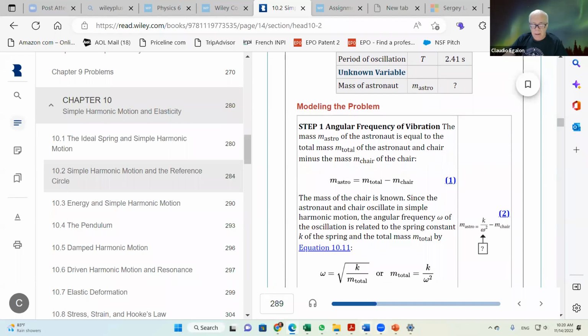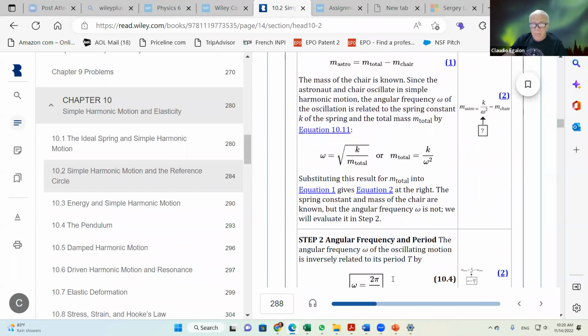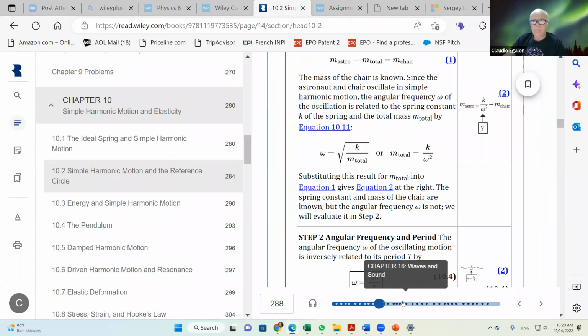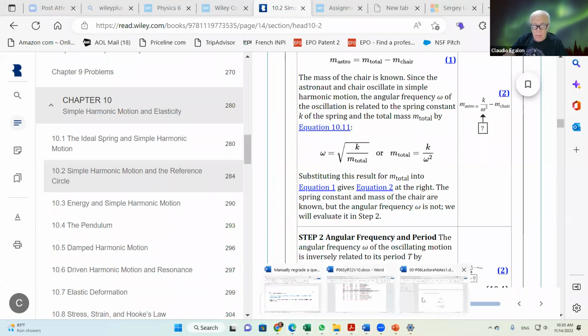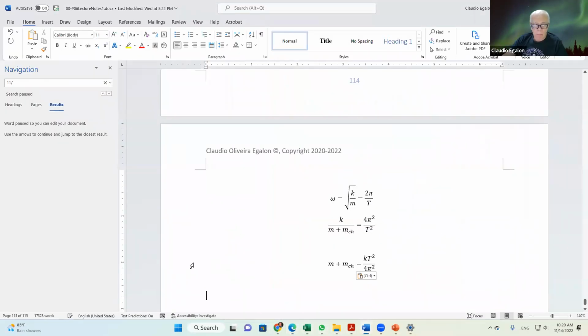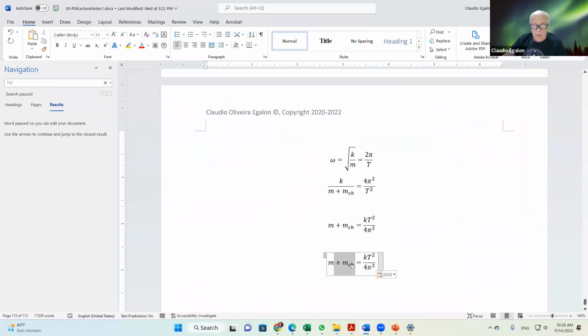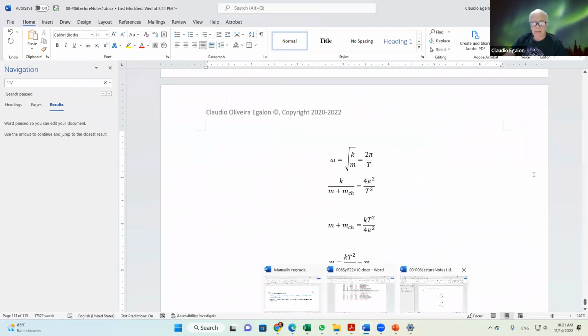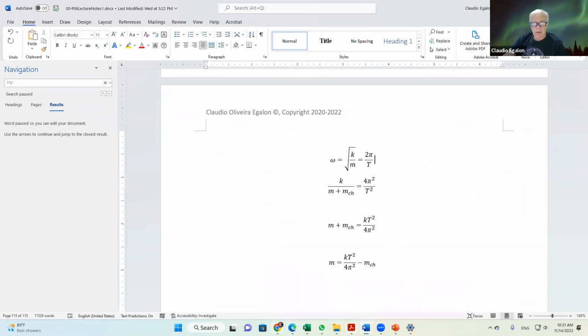Okay, here we go. So if I'm going to solve for the mass of the astronaut, this factor here goes to the right side, k T squared, and then you do the mass, you get the mass of the astronaut.